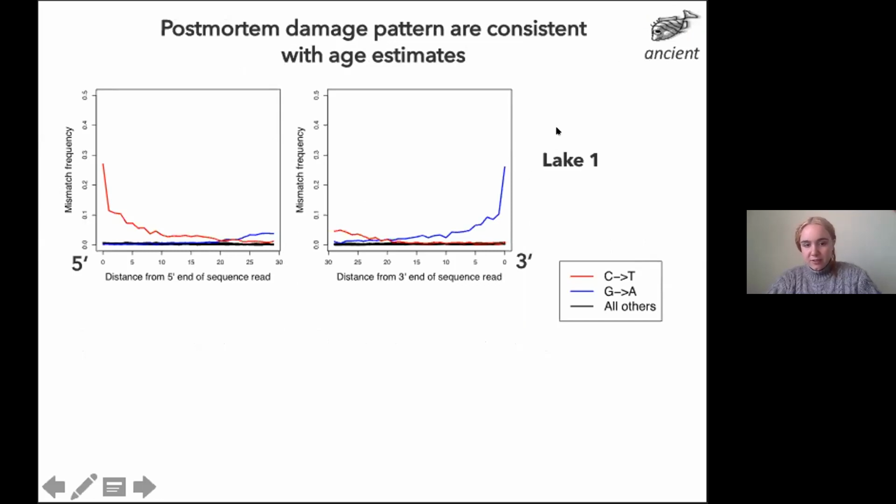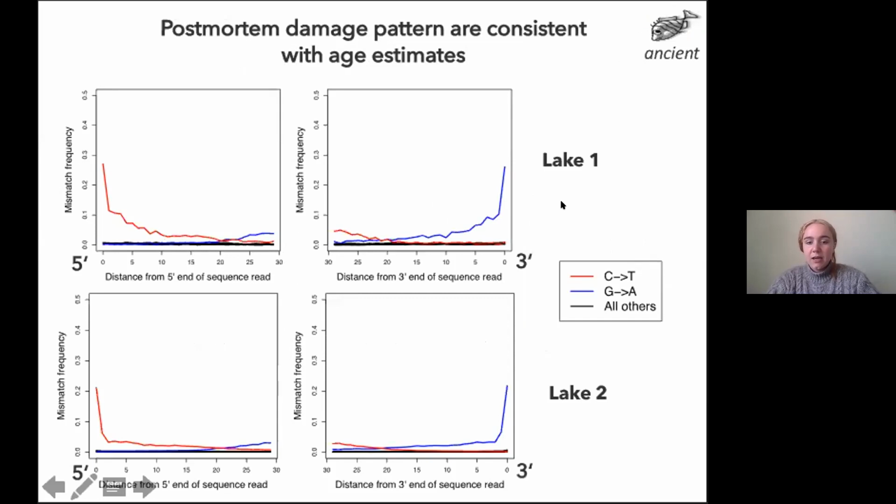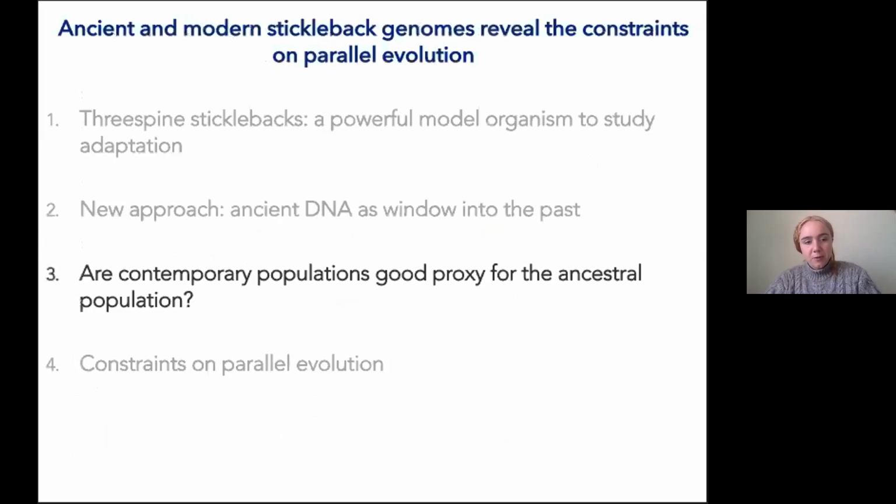we can see for the sample from Lake 1 that C to T substitutions go up to 30% at the 5' end, and G to A substitutions also go up at the 3' end. And for Lake 2, we can see the same. And this is actually consistent with the age estimate, so what we would expect to see for such an old ancient DNA sample. And this is a way to authenticate that the DNA from the ancient samples is endogenous and also ancient. So with that, I want to come to our questions.